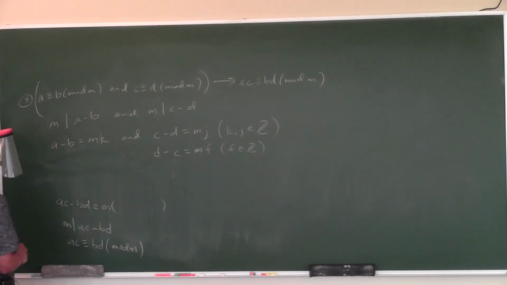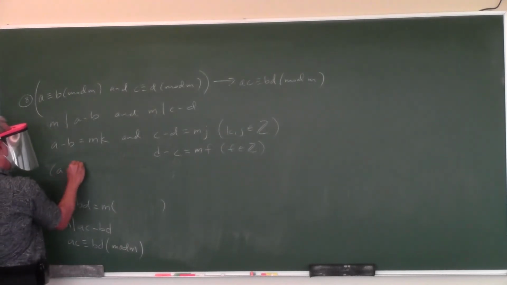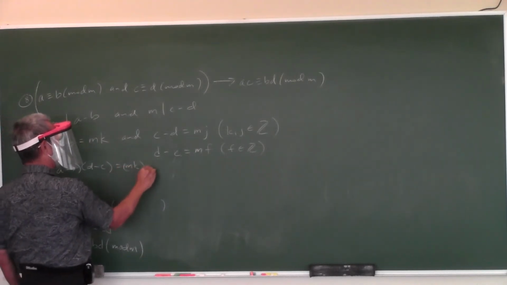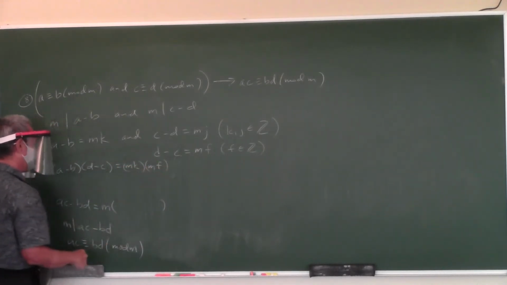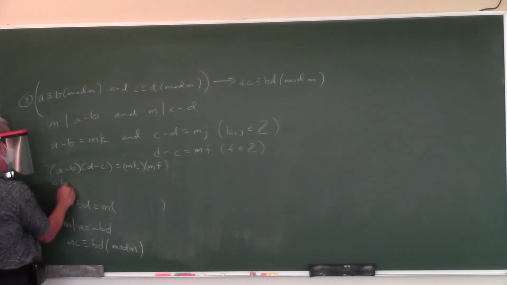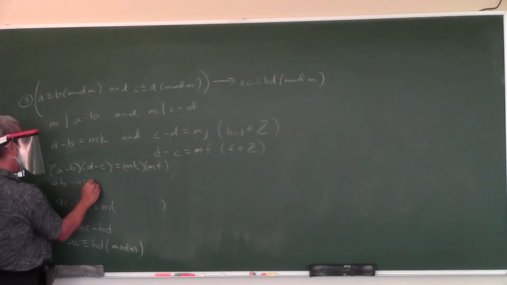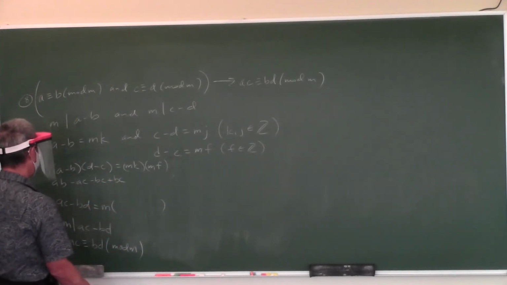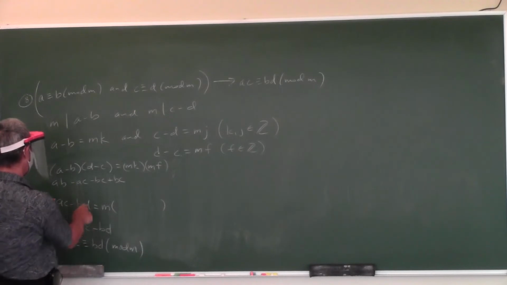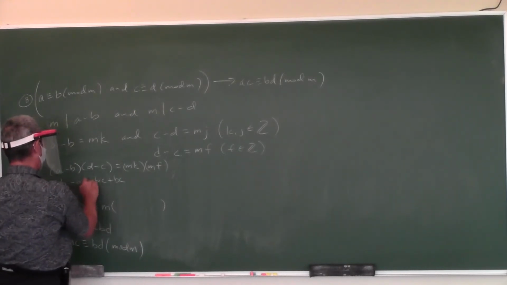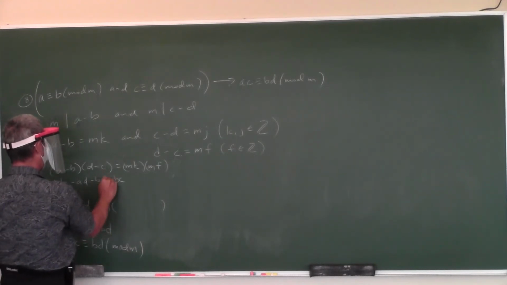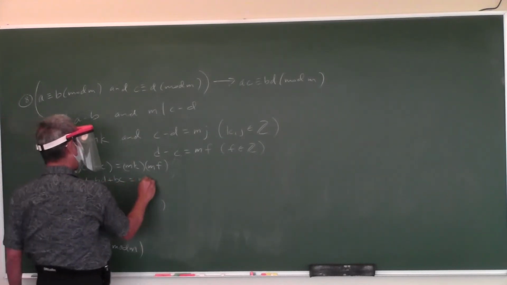Okay, now then what? This is so long. Now multiply it. So A minus B times D minus C is equal to MK times MF. Okay, multiply it out. AB minus AC minus BD plus BC. AD. Where? The first one. Oh gosh, AD. You're right. AD minus BC, BD. Gosh, I screwed that one up. Is equal to M squared KF.